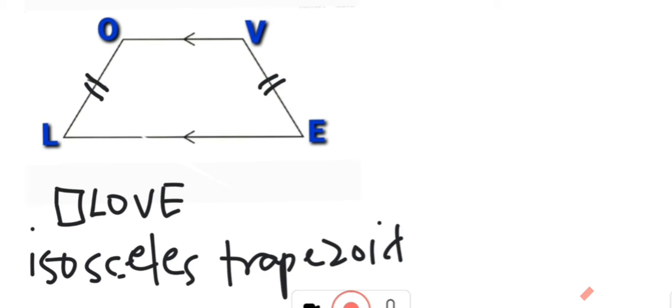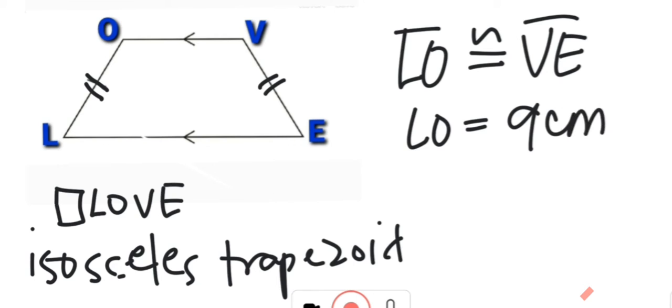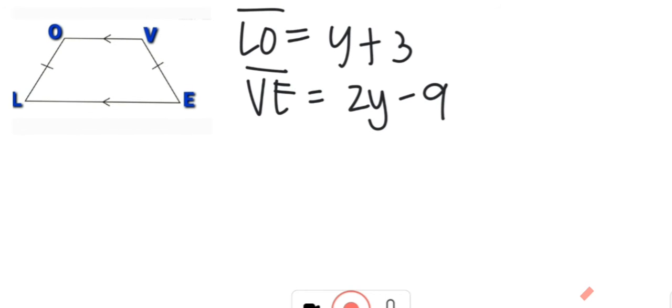Congruent means these two legs of a trapezoid have equal measures. So what are the names of these two legs? We have LO is congruent with side VE. If LO is equal to 9 centimeters, what is the measure of segment or side VE? Correct, 9 centimeters.